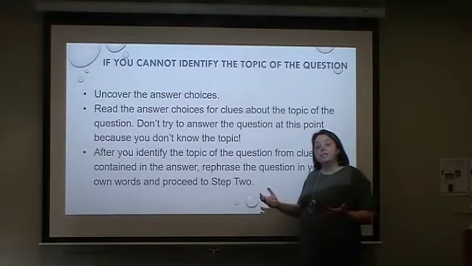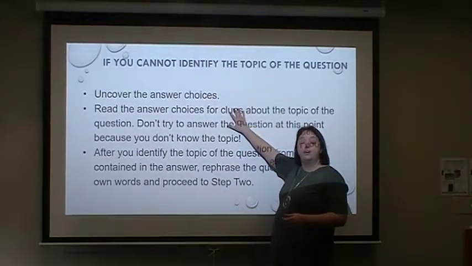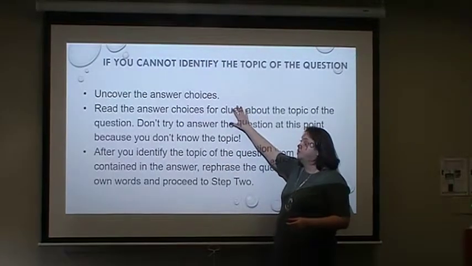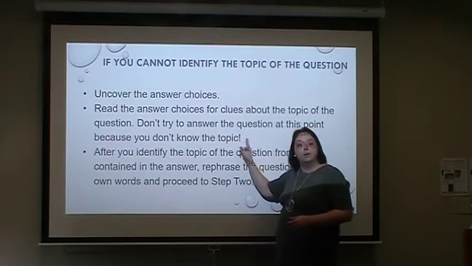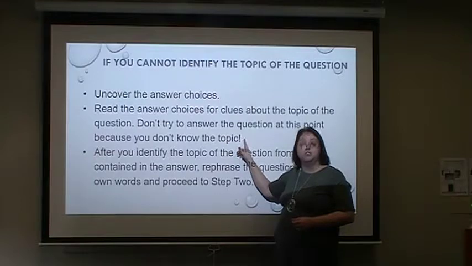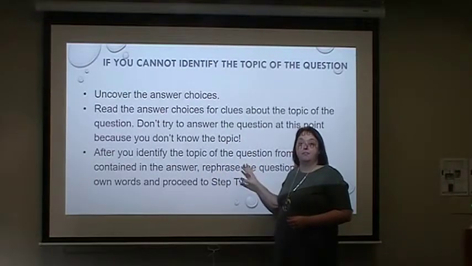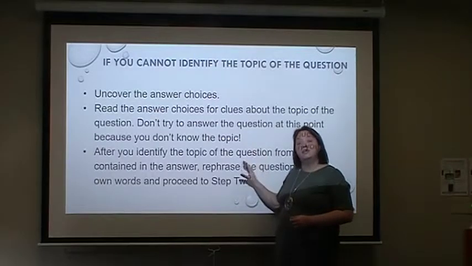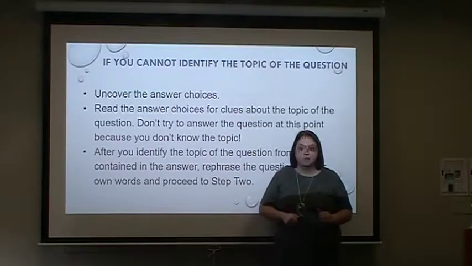So if by reading the stem alone you can't figure out the topic, then you're going to uncover the answer choices and read them for clues. Remember, you're not trying to answer the question, because you don't know what the topic is yet. But once you identify the topic from the answer choices, then you get that down to 2 to 3 words, and now you're ready to move on to step 2, assessment or implementation.